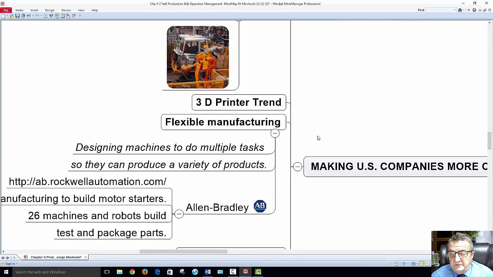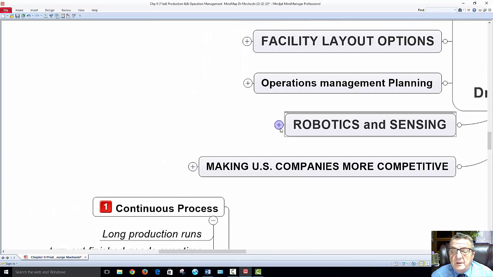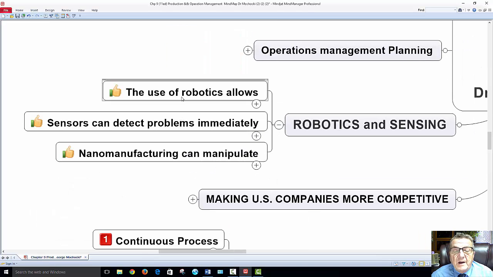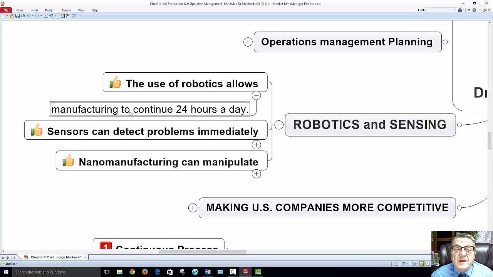Okay, so let me close that off. Now robotics and sensing. Robotics allows manufacturing to continue 24 hours. People don't get tired. Pretty soon I'll be at home watching their work, and I just check in on the robot and do it from home. It could be that way. You never know.